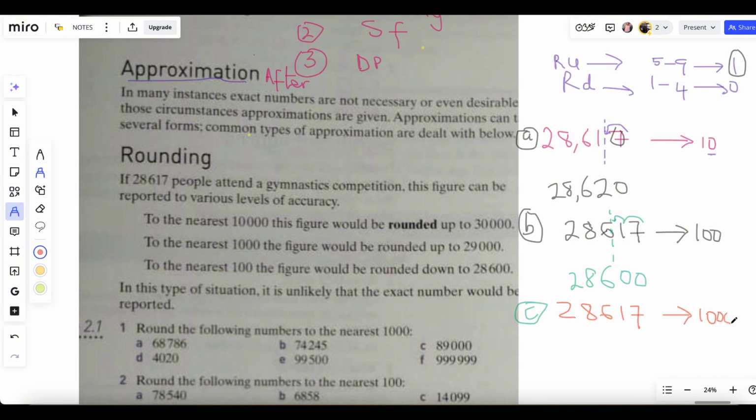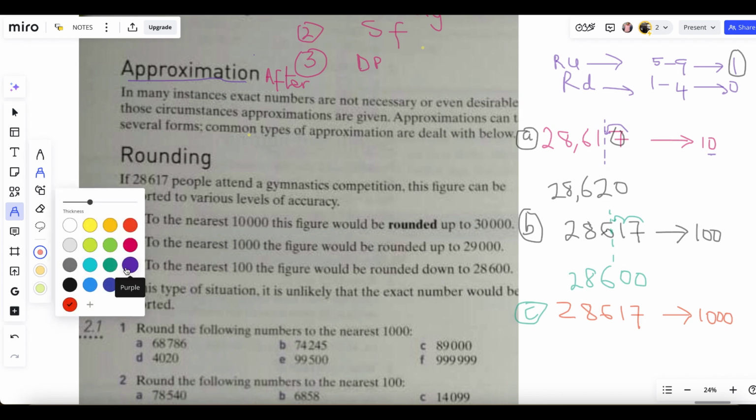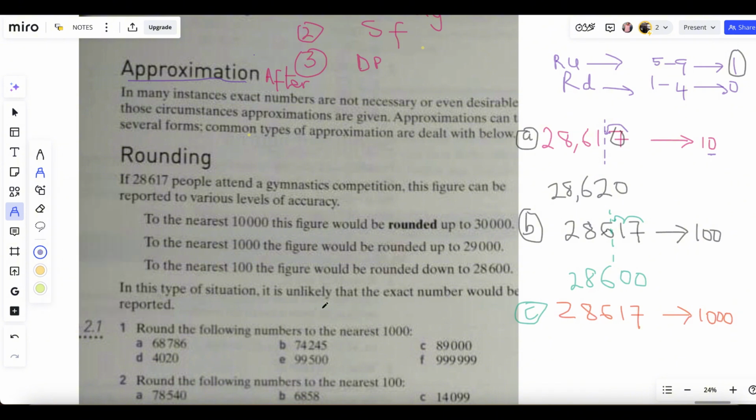1,000 has 3 zeros. So we're going to be counting 3 times from the right. Now let's count 3 times from the right. 1, 2, and 3. I always put a small arrow here to show that I'm coming from the right to the left. So I break it down here, after counting 3, because 1,000 has 3 zeros.